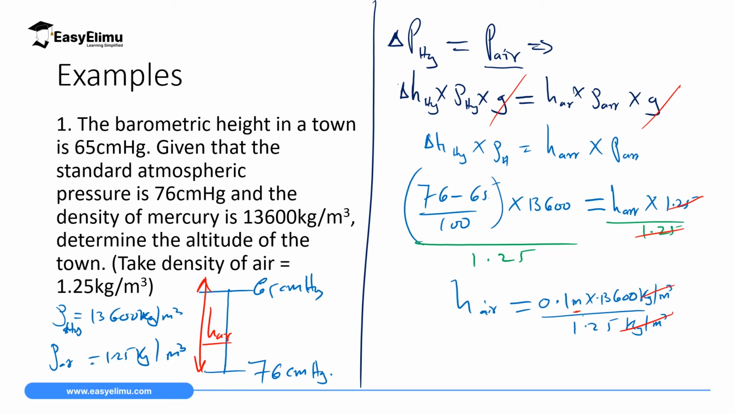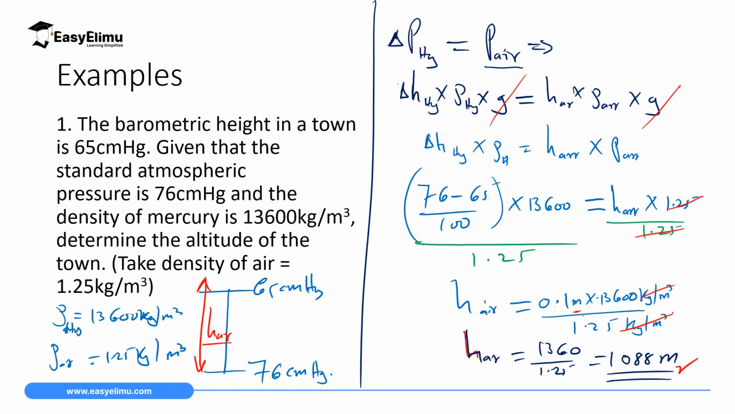Then now in this case, height of air is going to be 0.1 times 13,600 divided by 1.25, which is going to be 1360 divided by 1.25, which is the same as 1088 meters. So in that case, you would have calculated the height of the mountain, which is the height of air.